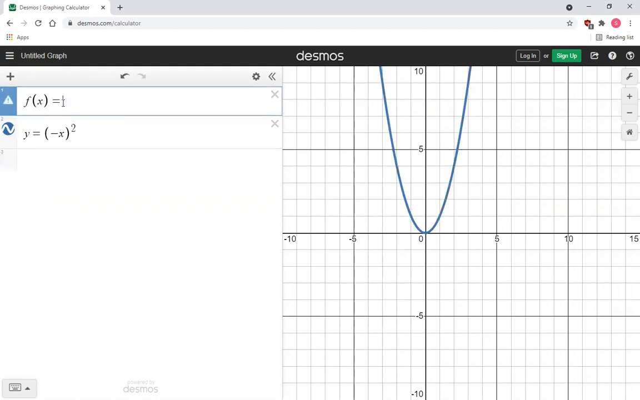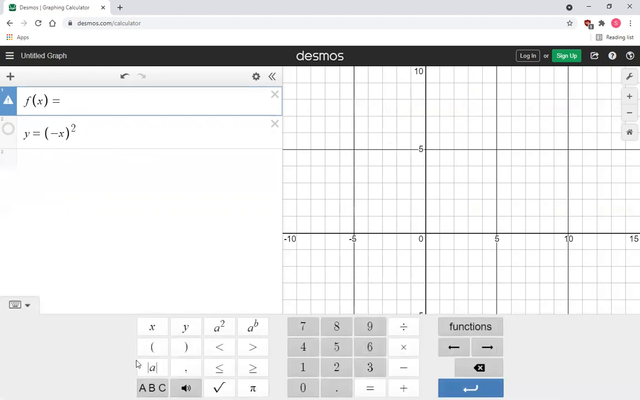Let's change to a different function here. I'm going to get rid of that one for a second too. I'm going to cheat and go here.